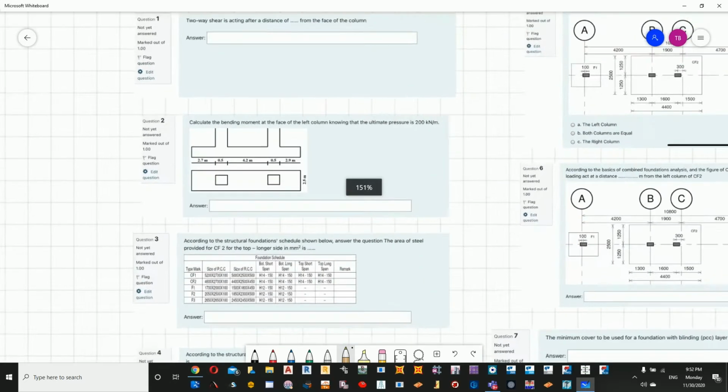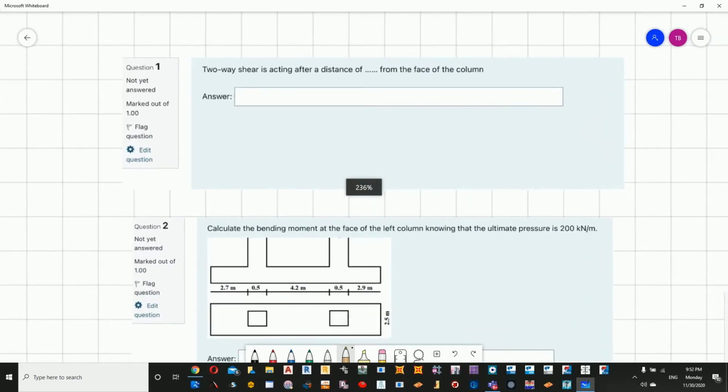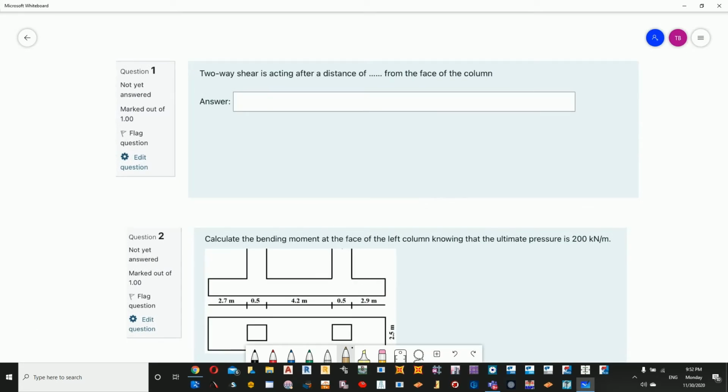I'm going to solve the test 1 exam and clarify the doubts that some students have referred to and stated are complicated.